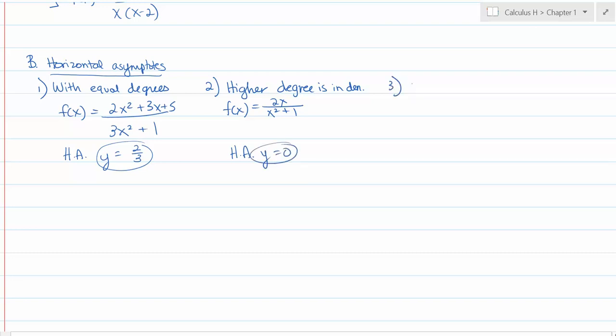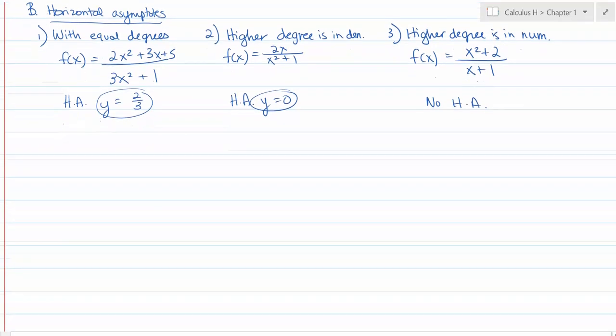Last situation. If the higher degree is in your numerator, okay, so for example, if f of x equals x squared plus 2 over x plus 1, your dominant power is in your numerator, so your numerator is going to be growing at a much faster rate than your denominator. So in this case, you're going to have no horizontal asymptote. Okay? All right, so let's look more specifically at how this is related to limits.